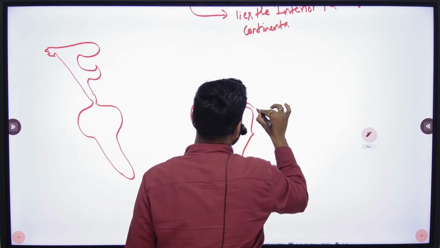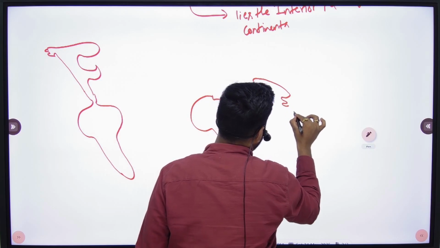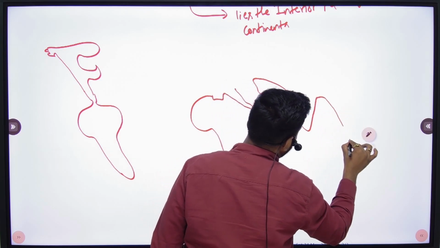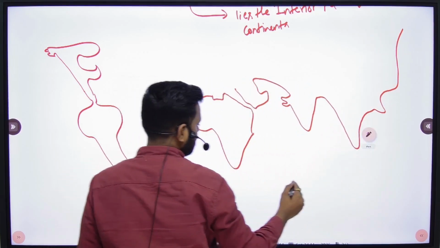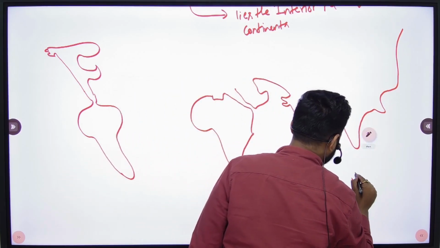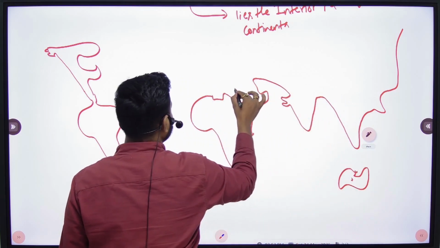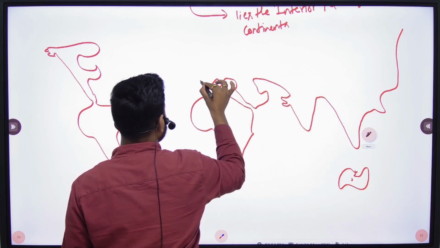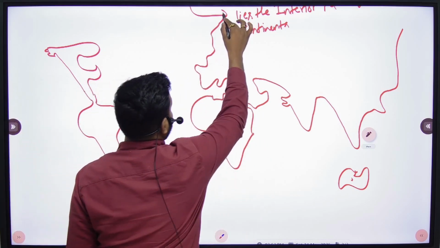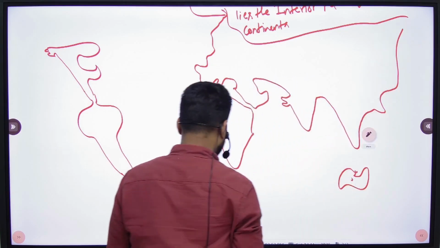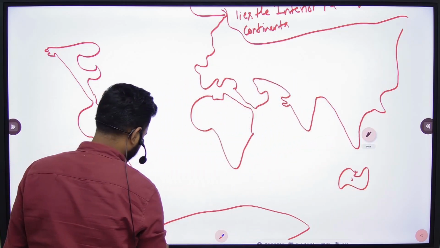This is called the pictographic map. Here there is Australia. This is Europe. And this is the area of cold desert, Antarctica.